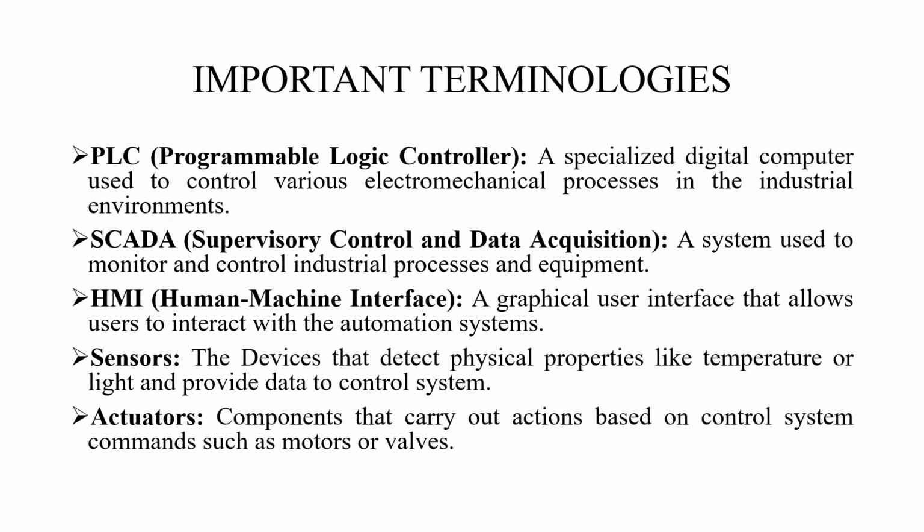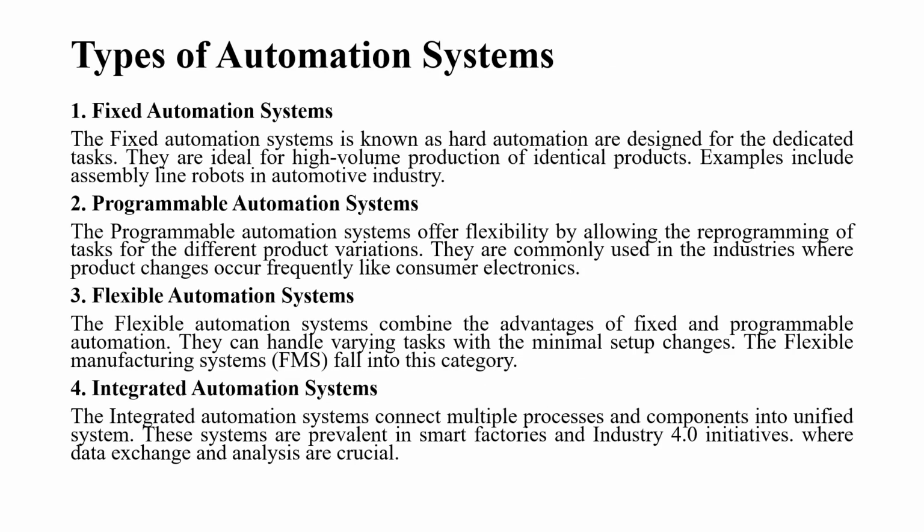So the third terminology is HMI. HMI stands for Human Machine Interface. So it's a graphical user interface that allows user to interact with the automation system. Next, sensors. Sensors are the devices that detect physical properties like temperature or light and provide data to control the system. Actuators, components that carry out actions based on control system commands such as motors or valves.